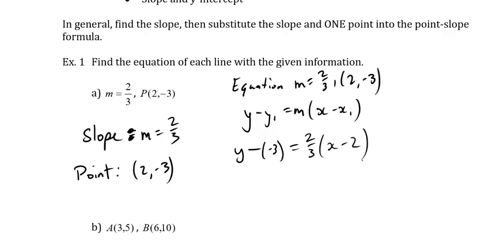I'm going to put this in standard form. When you go to standard form, your first step is to take your denominator and multiply by it on both sides, which is going to move it over here. So watch how this works. I'm going to multiply this whole thing by 3, and I'm going to multiply this whole thing by 3, and that's going to divide those to 1, and I'm going to get 3 bracket y plus 3 equals 2 bracket x minus 2.